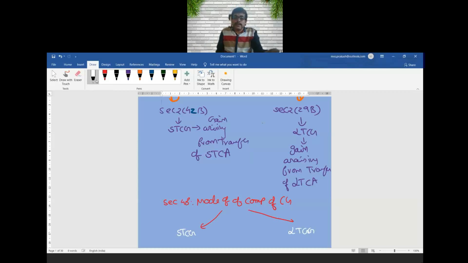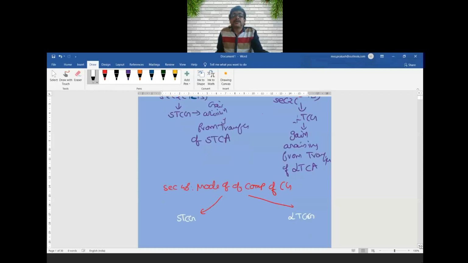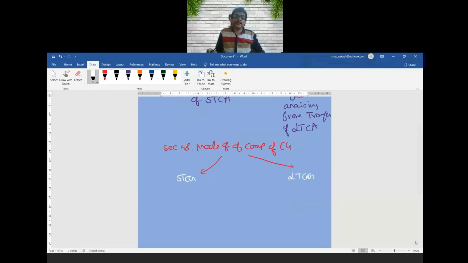Now let us see how we calculate short term capital gain and long term capital gain in accordance with section 48. First, I need to calculate something called the full value of consideration. There are a lot of things we need to discuss going forward.